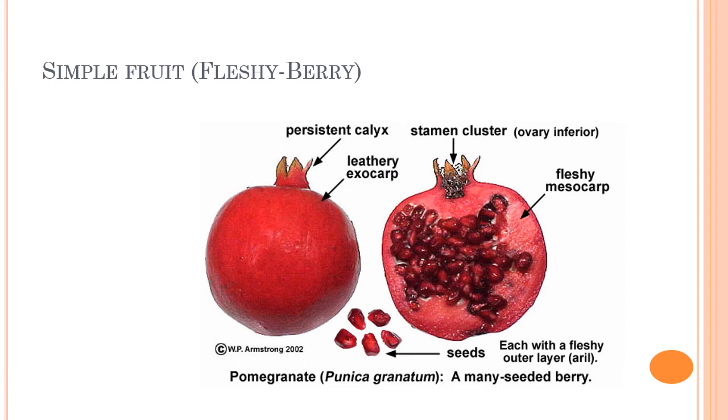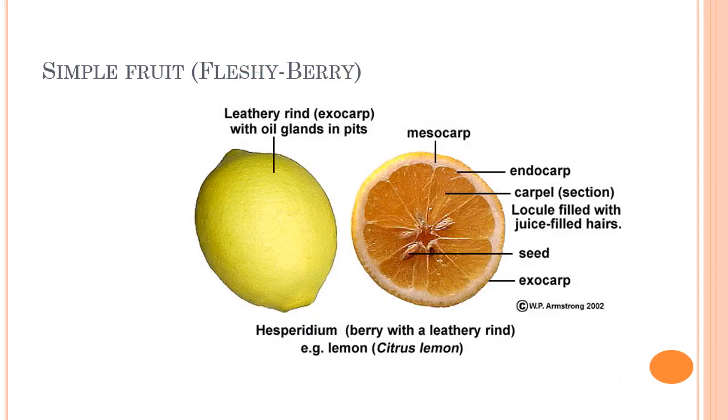If you can see here, we have a fleshy pomegranate, and this is also a berry. Why a berry? Because all the layers are soft, including the outside exocarp, the mesocarp, and this layer of endocarp that surrounds the arils, or seeds, of the pomegranate. So pomegranate is a berry.